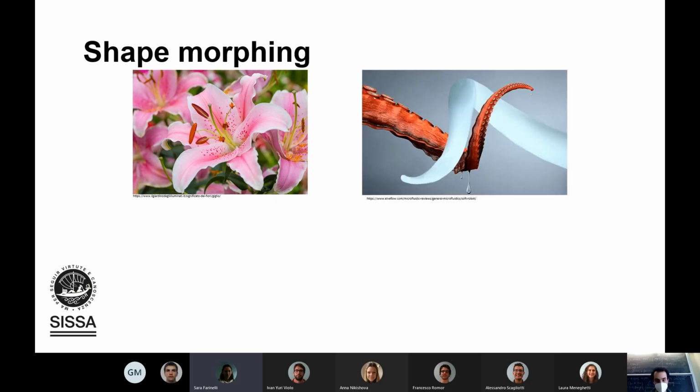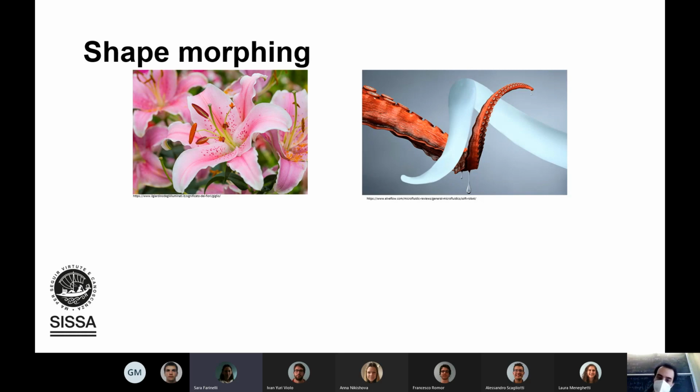So somehow understanding how nature controls the morphing of plants and living organisms is important for being inspired and building a new generation of, for example, robots. Here we're talking about the new emerging field of soft robotics, where the aim is to build devices which are able to perform functional shape changes.